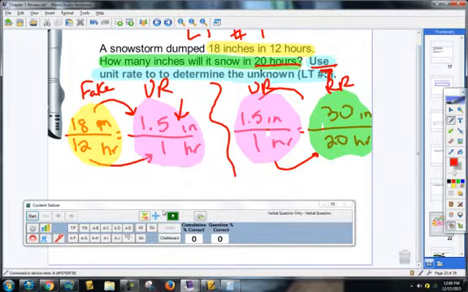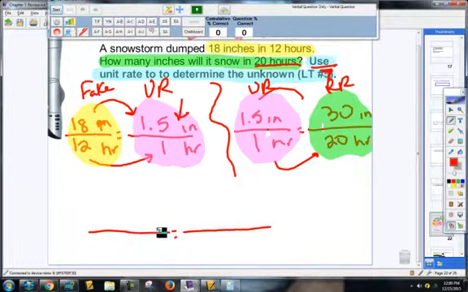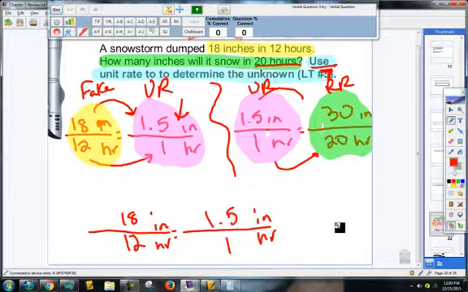Now, that's not the only way to do this. You can also do it like this. This is the other way I've shown you how to do it. You do your unit rate, so you know it's 18 inches in 12 hours. We want to figure out how many in 1 hour. That's going to be 1.5. Then just go ahead and do another ratio. Put 20 there, and then get 30 inches. Do you guys understand that?